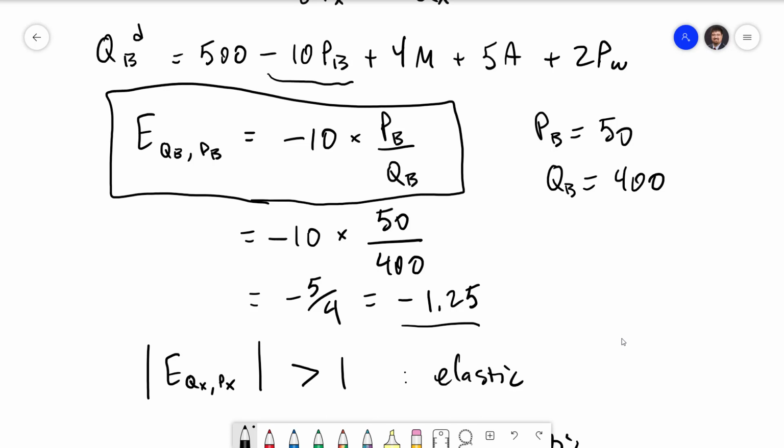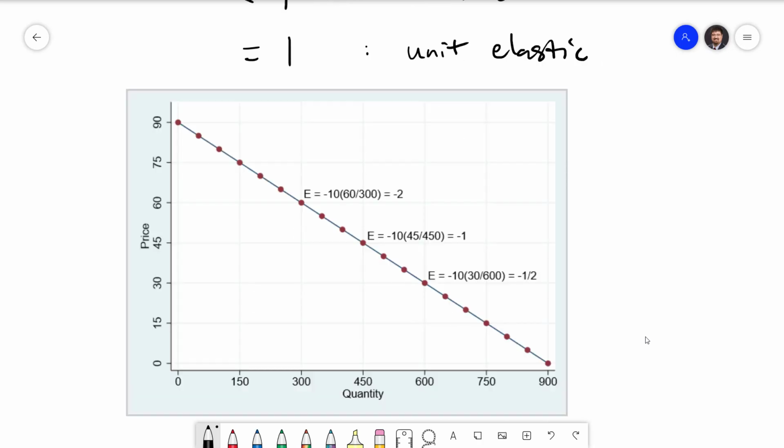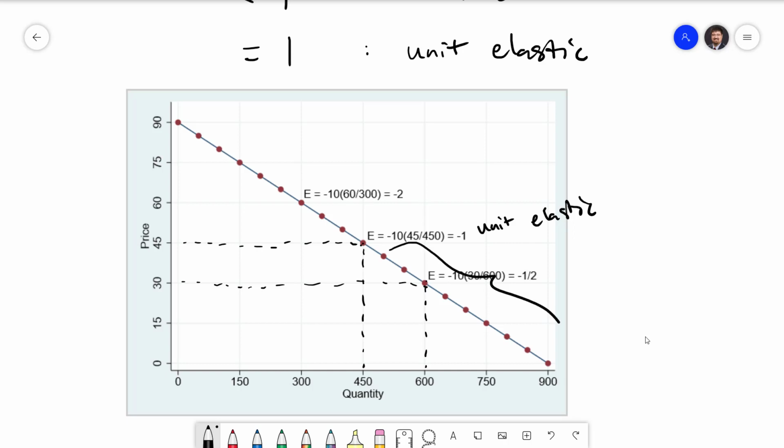So what this tells us is that for a linear demand curve, even though the slope is the same the whole way down, the elasticity is changing. In this graph, we can see a few examples of this. At 45, our elasticity is 1, and so this is where we are unit elastic. When price is below that and quantity is above 450, somewhere like 30 and 600, we have elasticity with absolute value less than 1. So down in this part, we have inelastic demand.